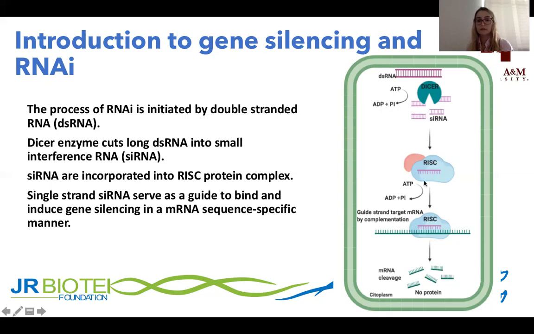RISC is going to be activated in the presence of ATP and is going to unwind the double-strand molecules into single-strand RNA molecules. One of the strands is going to remain in the protein complex and is going to serve as a guide that is going to recognize, by base pair complementarity, the region of your mRNA that is going to be targeted for cleavage, and no protein is going to be produced, resulting in the loss of expression of your specific gene.